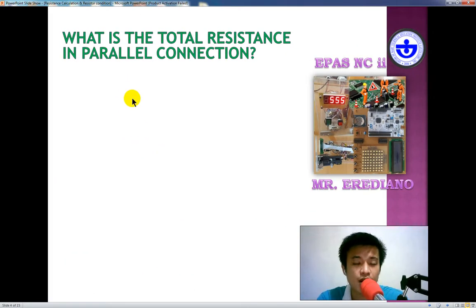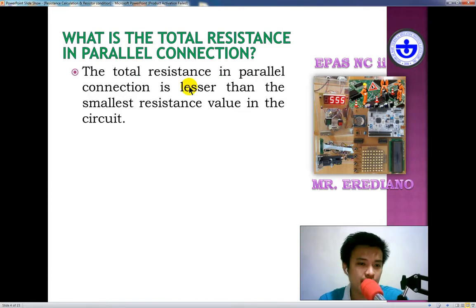Next question is, what is the total resistance in parallel connection? So that's it. Okay, what do you think? So we have here that the total resistance in parallel connection is lesser than the smallest resistance value in the circuit. It means, for example, if you have 1000 ohms connected in parallel to 1 ohm, its total resistance should be lesser than 1 ohm. Because if not, then this statement is not correct.